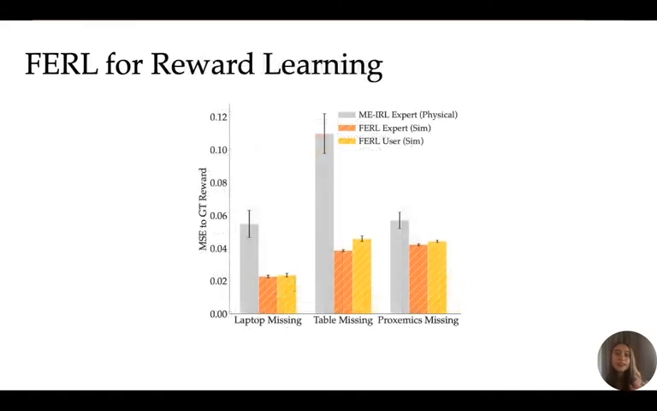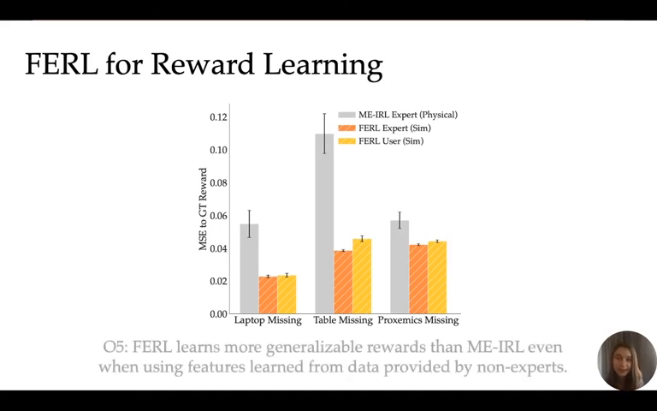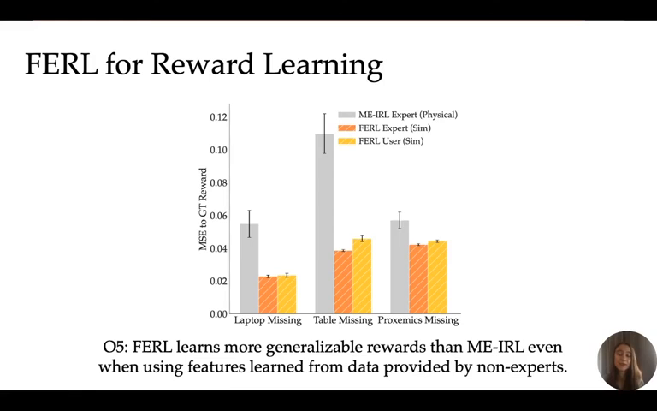Next, we took these user-taught features and performed reward learning with the expert corrections. We see that even though DeepIRL was given the advantage of using physical expert demonstrations, not simulated ones, it still severely underperforms when compared to FERL with both expert and user features learned in simulation.